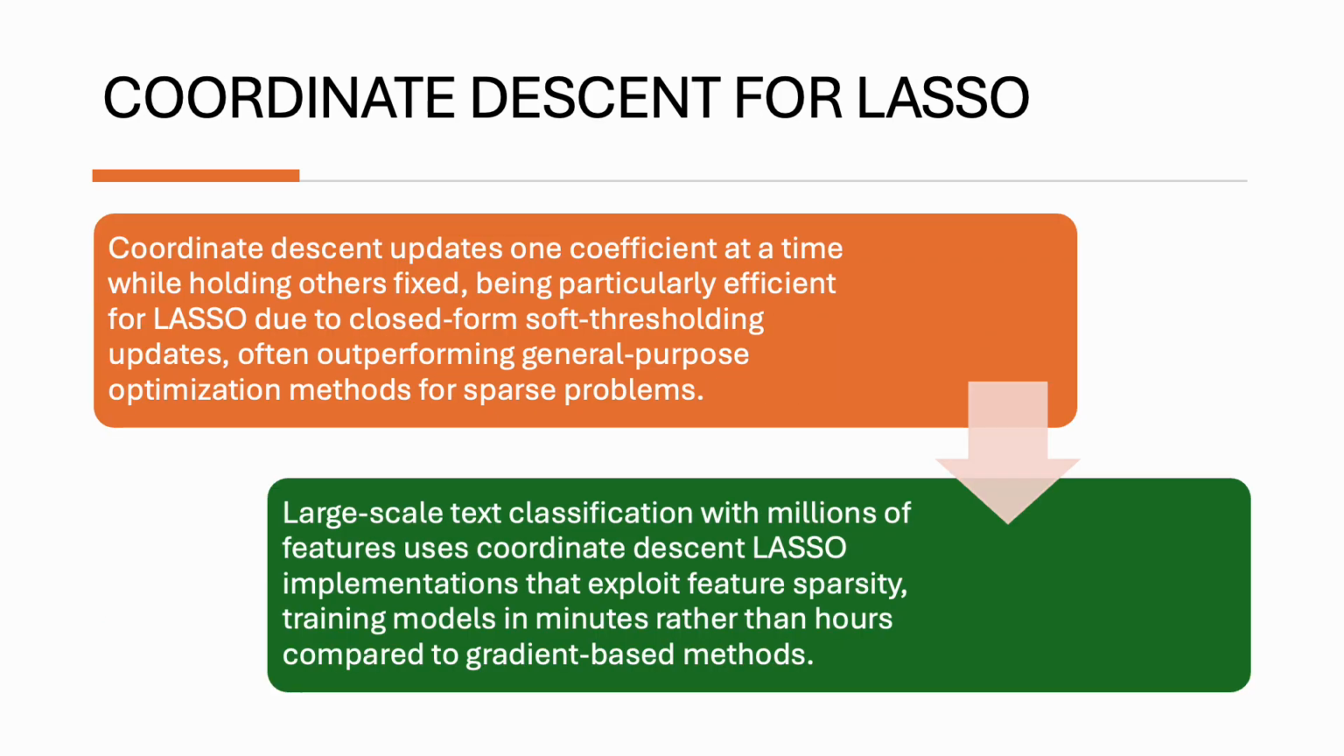Coordinate descent for lasso. Coordinate descent updates one coefficient at a time while holding others fixed, being particularly efficient for lasso due to closed form soft thresholding updates, often outperforming general purpose optimization methods for sparse problems. Large scale text classification with millions of features uses coordinate descent lasso implementations that exploit feature sparsity, training models in minutes rather than hours compared to gradient-based methods.